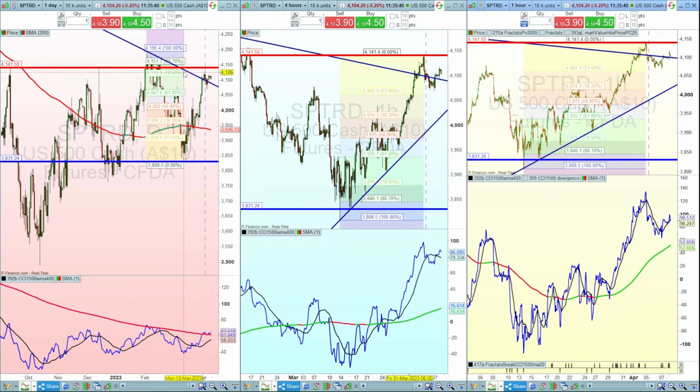But just be mindful that is a key resistance area on all three timelines, and that'll be the next area of resistance we need to look out for. So just be mindful of that.